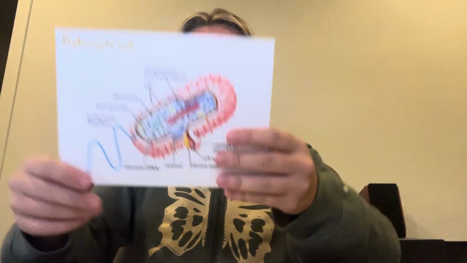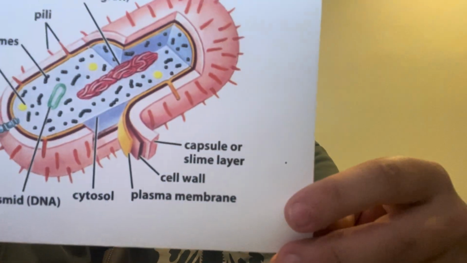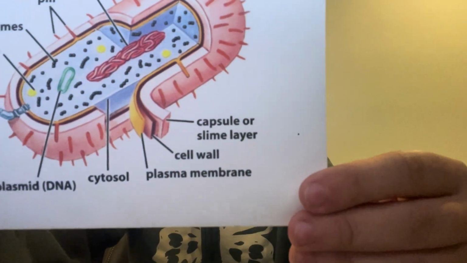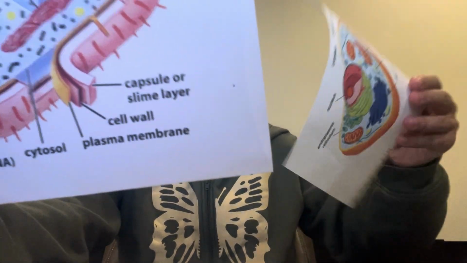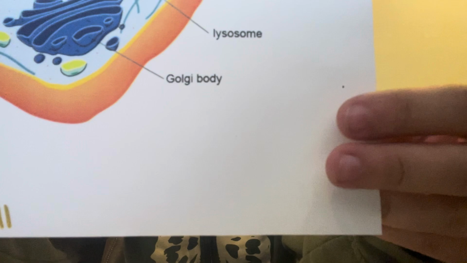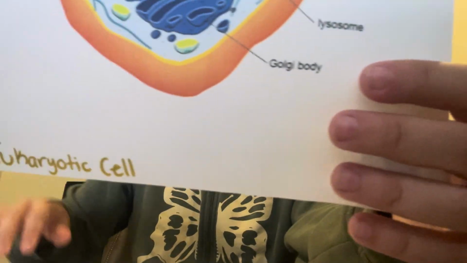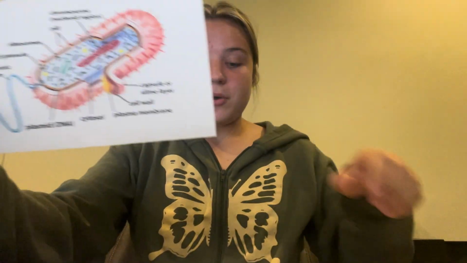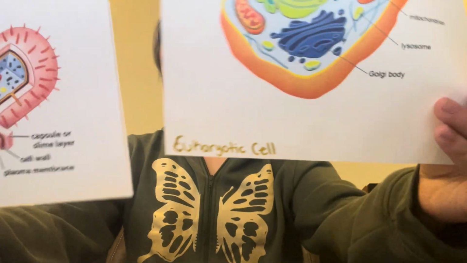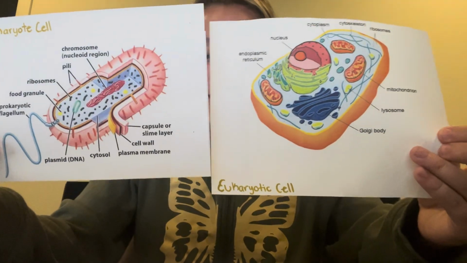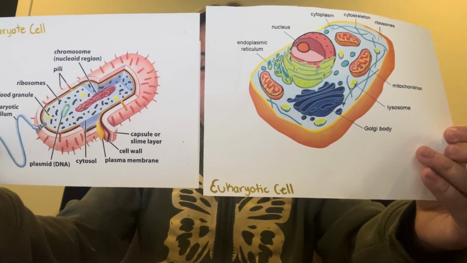Next, prokaryotes reproduce asexually through binary fission. Meanwhile, eukaryotes reproduce through mitosis or sexually through meiosis. And I know I just compared a lot of differences, but one main thing is that they both have ribosomes, and they both have plasma membranes, and they both have DNA.